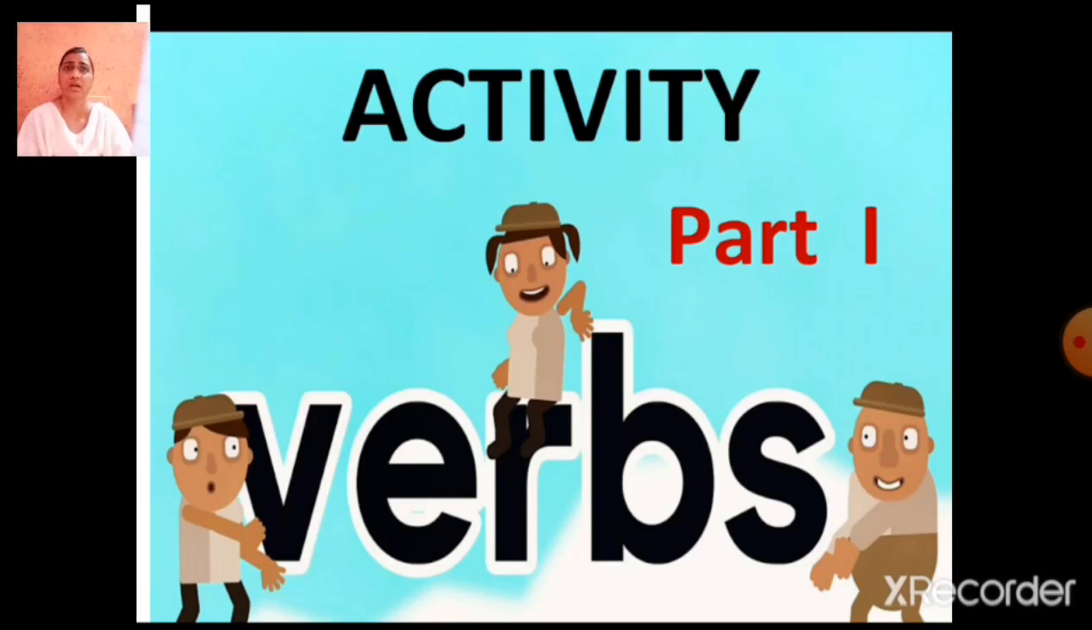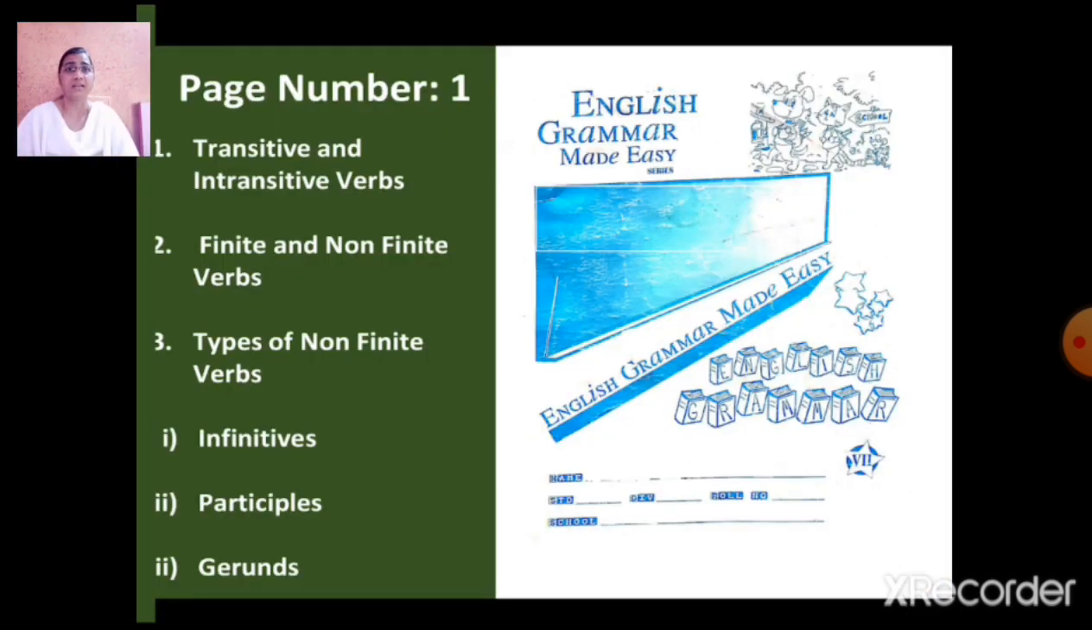Sairam students, in this session we will be doing the verbs activity which is there in your grammar workbook. I'm sure students by now all of you have got your grammar workbook. So quickly take out your workbook and be ready to write verbs activities starting from page number 1, that is transitive and intransitive verbs, finite and non-finite verbs, types of non-finite verbs, that is infinitives, participles and gerunds.